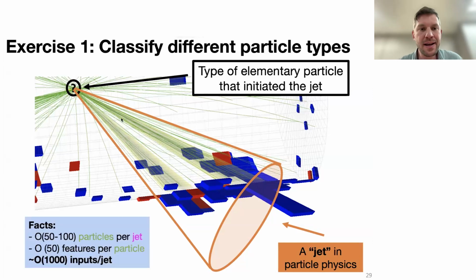And just to give you a feeling about the scale, each of these orange lines here, we call it a jet, this cluster of green particles, has something like 50 to 100 green lines, particles, depending on the type of the initial particle. And each of the green lines has something like 50 properties, features. So when we want to do classification, we have to process on the order of 1,000 inputs for each of these jets. And we can have tens or more of these objects for each event. And remember, we collide the beams 40 million times per second.